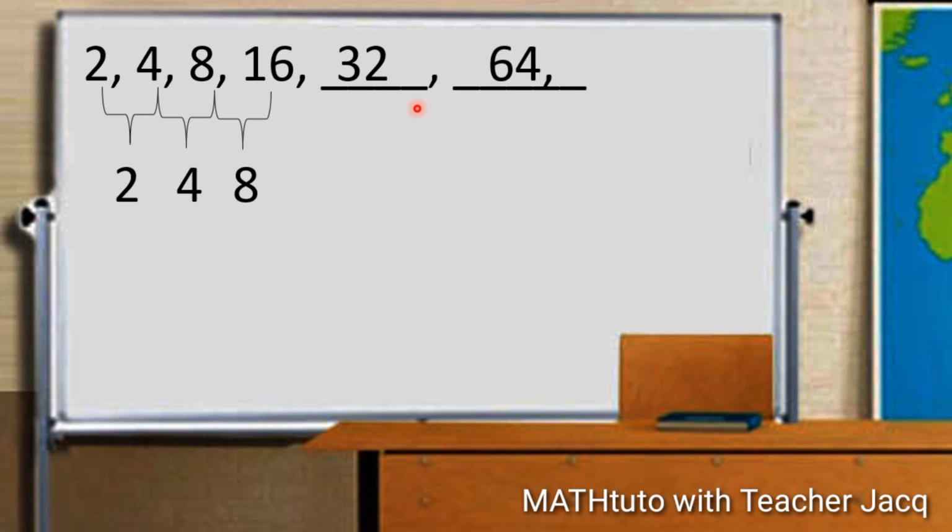So, another way para makuha natin yung missing terms, pwede din na i-add mo yung term to itself. For example, 2, i-add mo siya sa sarili niya. 2 plus 2 equals 4. Next, 4 plus 4 equals 8. And 8 plus 8 equals 16. 16 plus 16 is 32. And 32 plus 32 is 64.